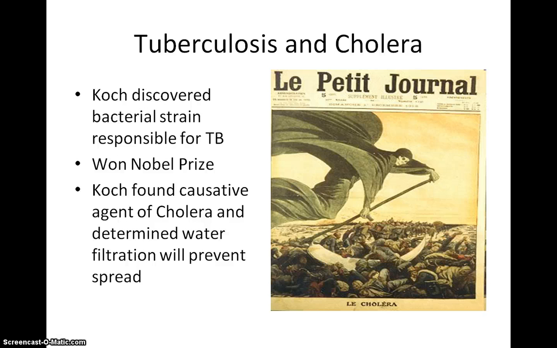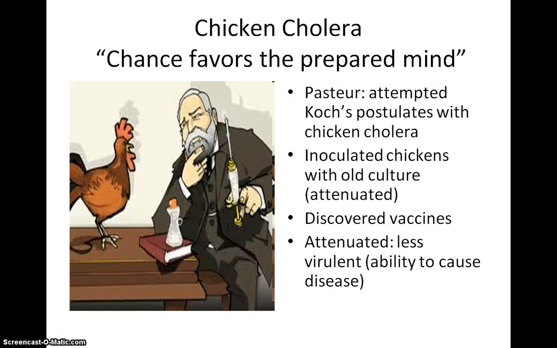So some of the major diseases at the time that Koch worked on were tuberculosis and cholera, which killed huge numbers of people. And he discovered the bacterial strain for tuberculosis, which is what won him the Nobel Prize. And he also found what caused cholera and linked it to water sources, so was able to prevent the spread of cholera by telling people to filter water or use clean or different water sources.